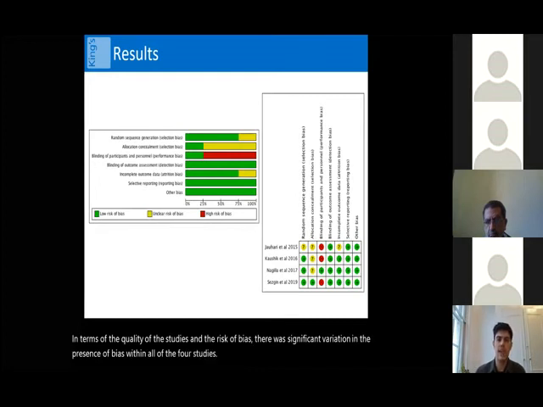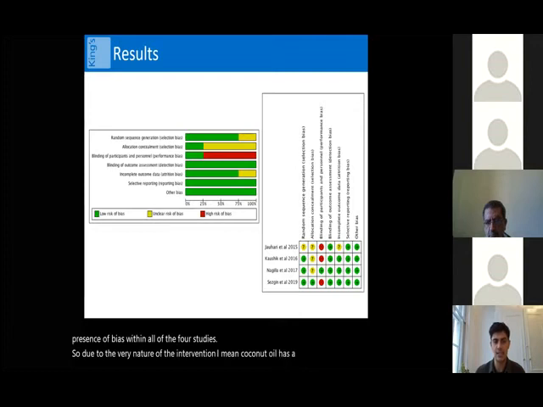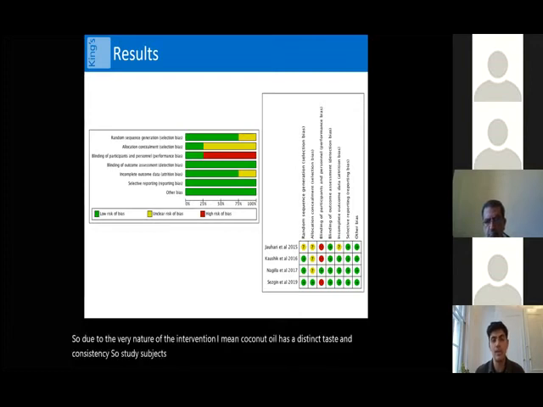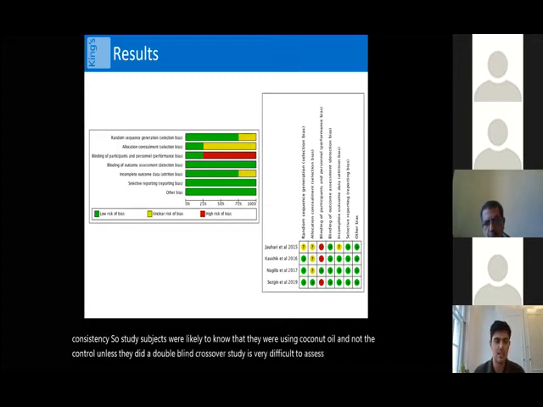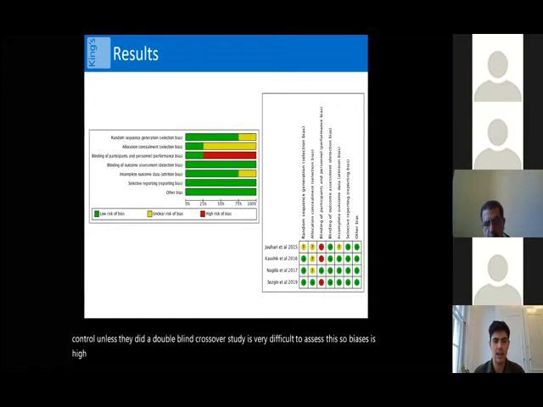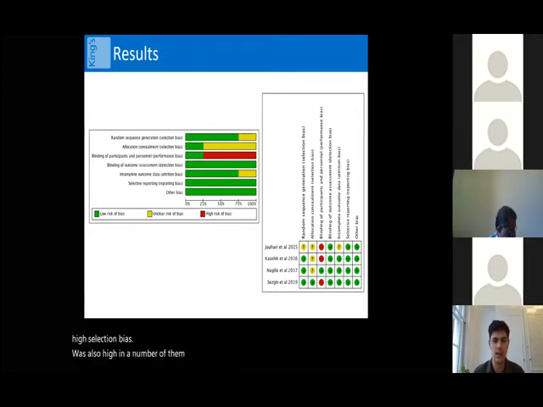So due to the very nature of the intervention, I mean, coconut oil has a distinct taste and a consistency. So study subjects were likely to know that they were using coconut oil and not the control. Unless they did a double-blind crossover study, it's very difficult to assess this. So bias is high. Selection bias was also high in a number of them. It was unable to determine whether the groups had been concealed adequately.